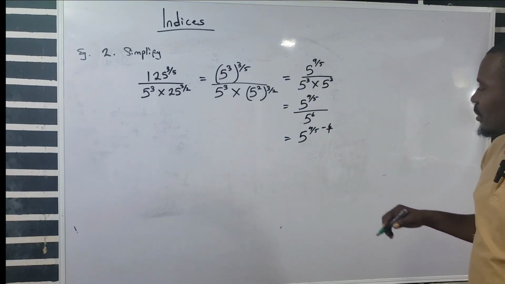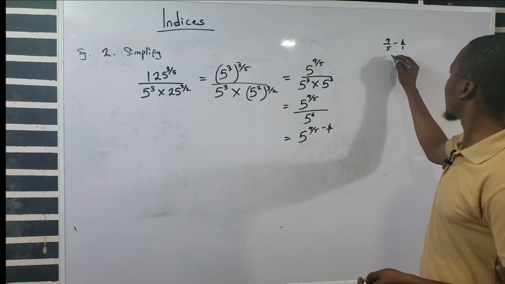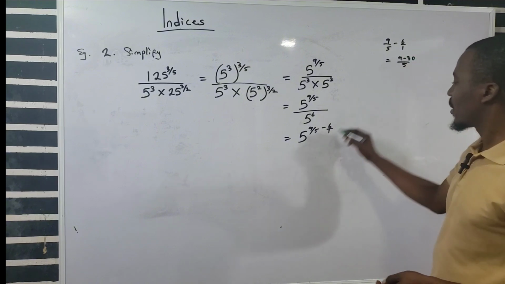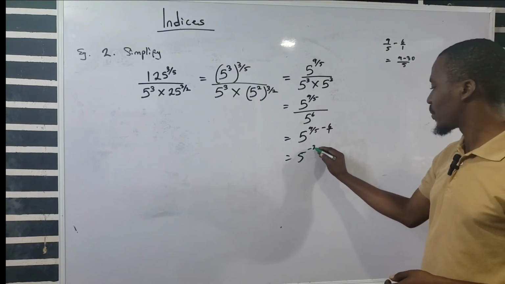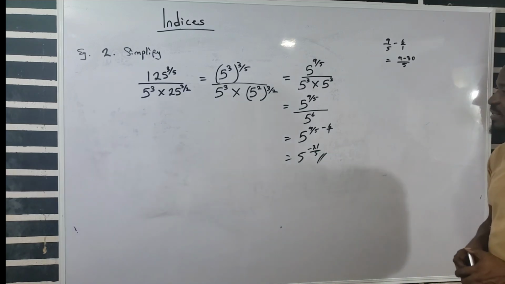Okay, so when you do that, 9 over 5 minus 6 over 1, that will give you 5 raised to power 9 minus 30 over 5. 9 minus 30 will give you minus 21 over 5. Okay, so that's the last answer.